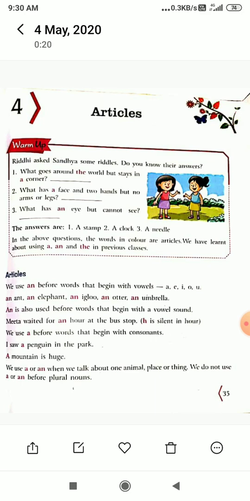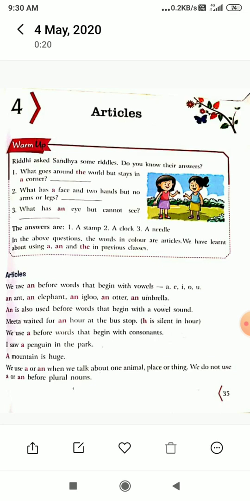Riddhi asked Sandhya some riddles. Do you know their answers? Here 3 riddles are given and you will try to give answers. First one, what goes around this world but stays in a corner?